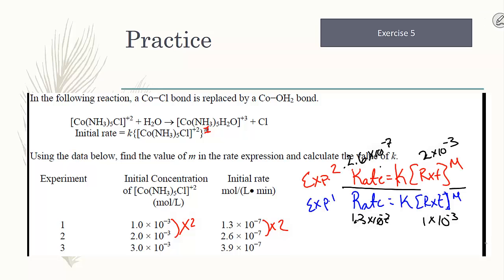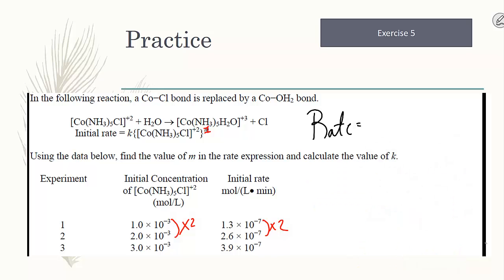By algebra, we set up experiment 2 to experiment 1. Experiment 2 as the numerator, as the concentration is larger, makes for easier math. 10 to the minus 7th cancels out. 2.6 divided by 1.3 is 2. Has to equal our constant, which cancels out. 10 to the minus 3rds will cancel out. So 2.6 divided by 1.3 is 2. 2 divided by 1 is 2 raised to some value. Therefore, M must be 1. So the reaction is first order.